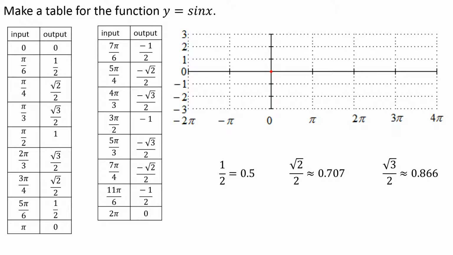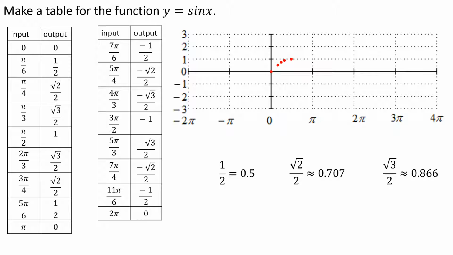Okay, so we start at 0, 0, right? Input is 0, output 0. So x is 0, y is 0. Then I move to pi over 6. I'm at a half. Pi over 4, I'm a little bit higher. Pi over 3, I'm a little bit higher. Pi over 2, I max out at 1. Now notice how some of those dots are kind of clumped together. Just like on the unit circle, there's a bit of a gap from 0 to pi over 6, just like there's a bit of a gap from pi over 3 to pi over 2.